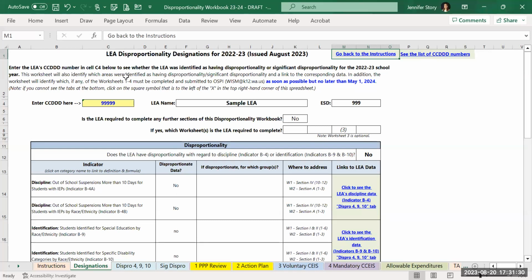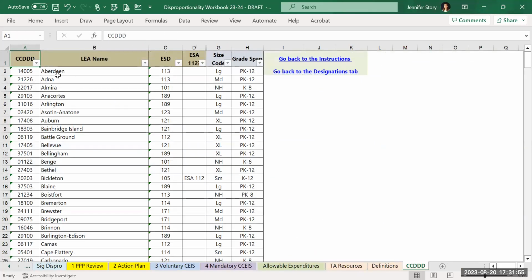So there are some instructions at the top, but basically all you're going to do is enter your county district number into the yellow box. Every district in the state, or LEA, local educational agency, every LEA in the state has a 5-digit county district number. And if you're not sure of what your number is, there's a little button up here that says see the list of county district numbers. If you click on that, it'll take you to the alphabetical list of all the LEAs in the state and tell you what their 5-digit county district number is. And then again, you have links to go back to the Designations tab and to the instructions.